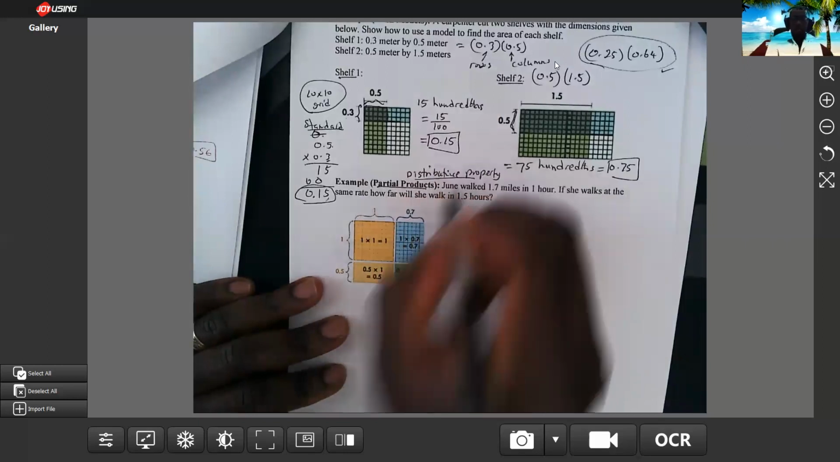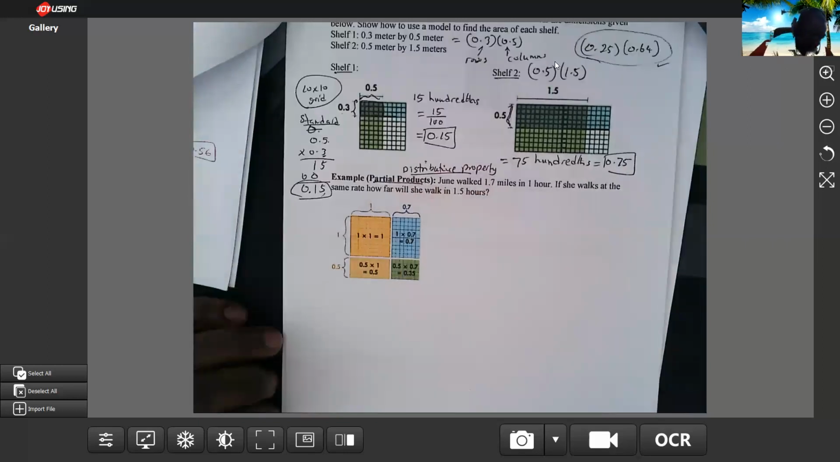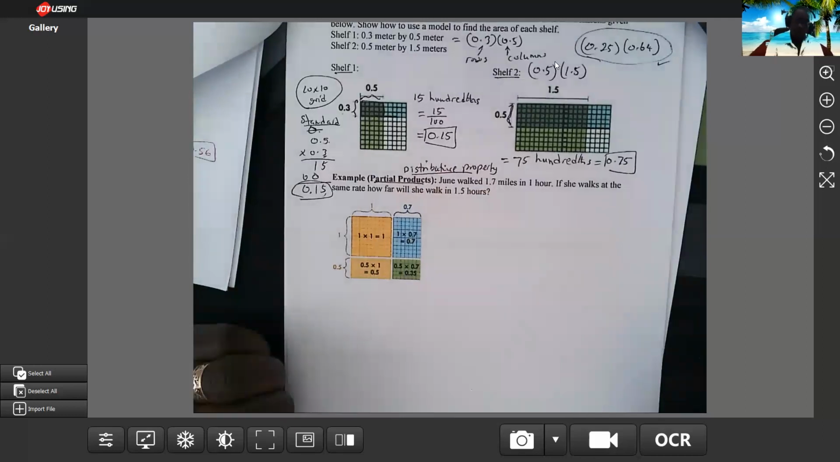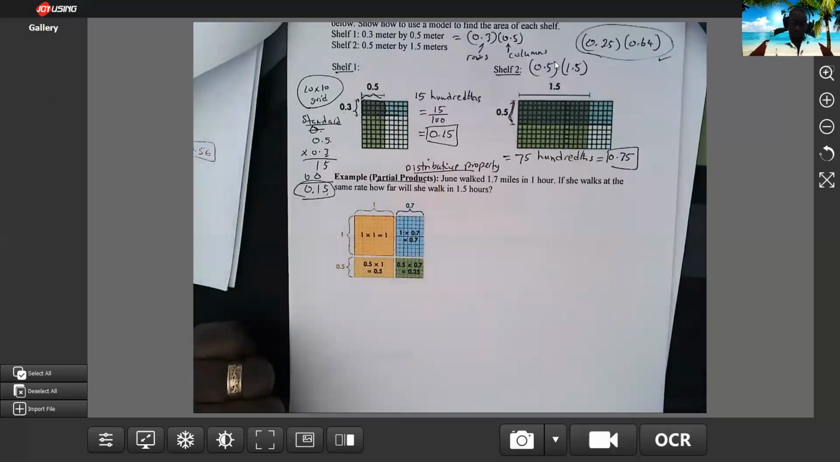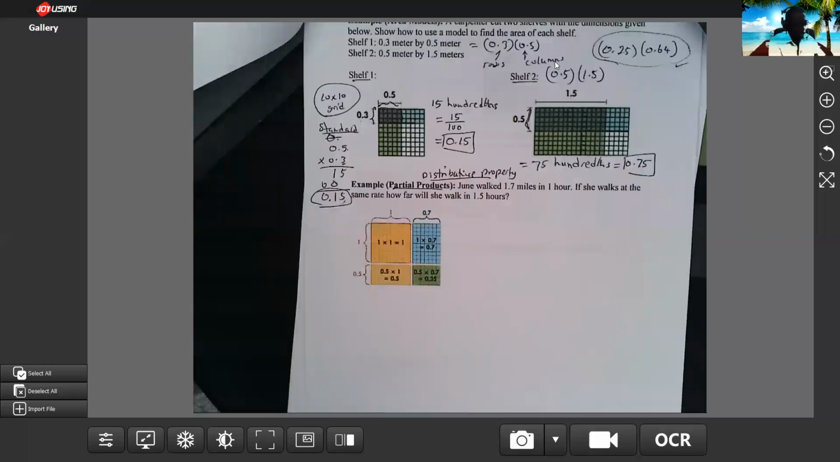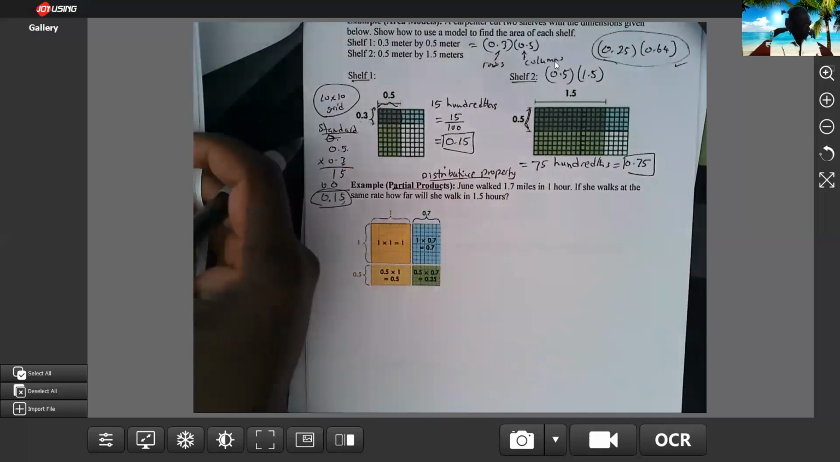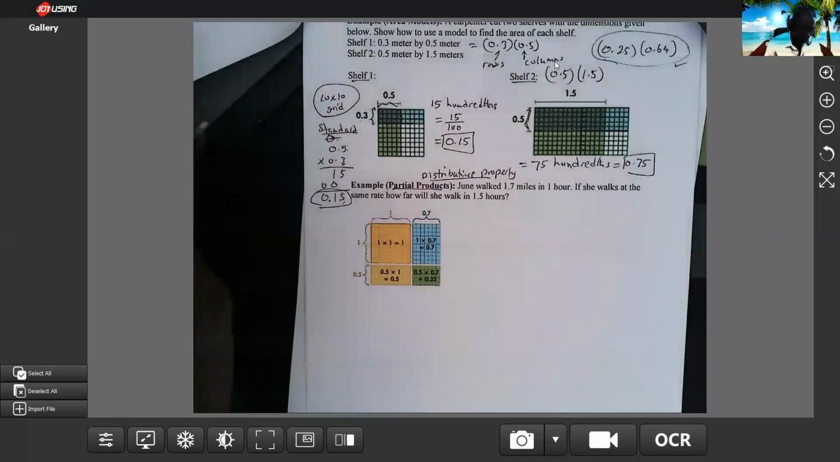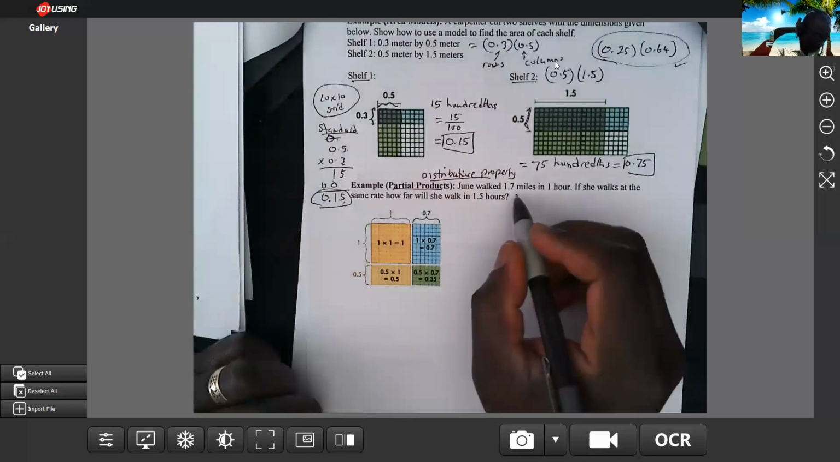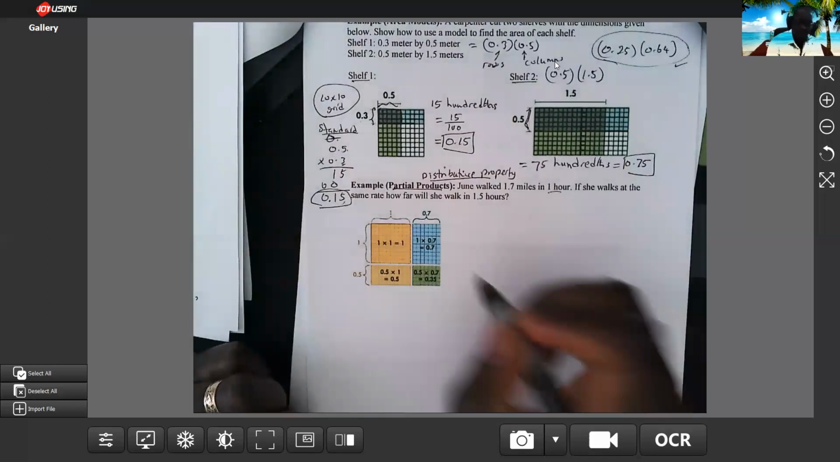Okay, so take note of that. So here we have June walked 1.7 miles in an hour. If she walks at the same rate, how far will she walk in 1.5 hours? Okay, in 1.5 hours. Now, if as a product, notice that we can write that as what? 1.5, because it's the rate for 1 hour. Okay, she walks 1.7 miles.